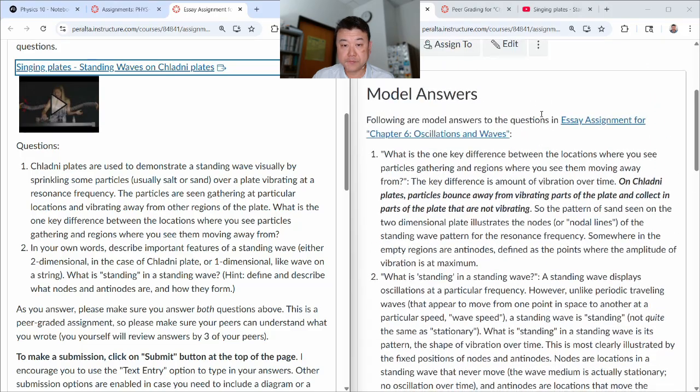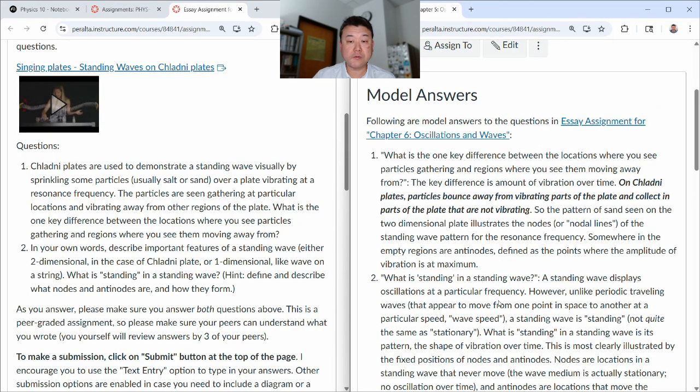And let's look at that. So here's the answer to question 1. What is the one key difference between the locations where you see particles gathering and regions where you see them moving away from? The key difference is amount of vibration over time. On Chladni plates, particles bounce away from the vibrating parts of the plate and collect in the parts of the plate that are not vibrating. So the pattern of sand seen on the two-dimensional plate illustrates the nodes or nodal lines of the standing wave pattern for the resonance frequency. Somewhere in the empty region are antinodes, defined as the point where the amplitude of vibration is at a maximum.